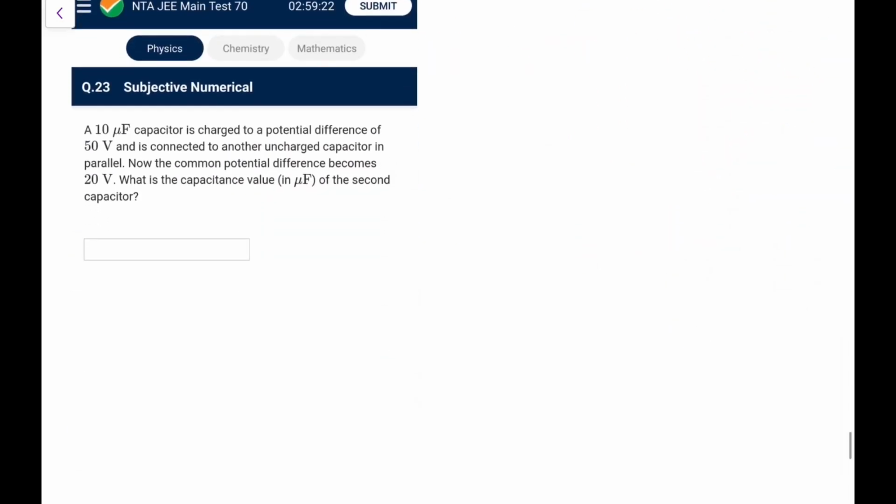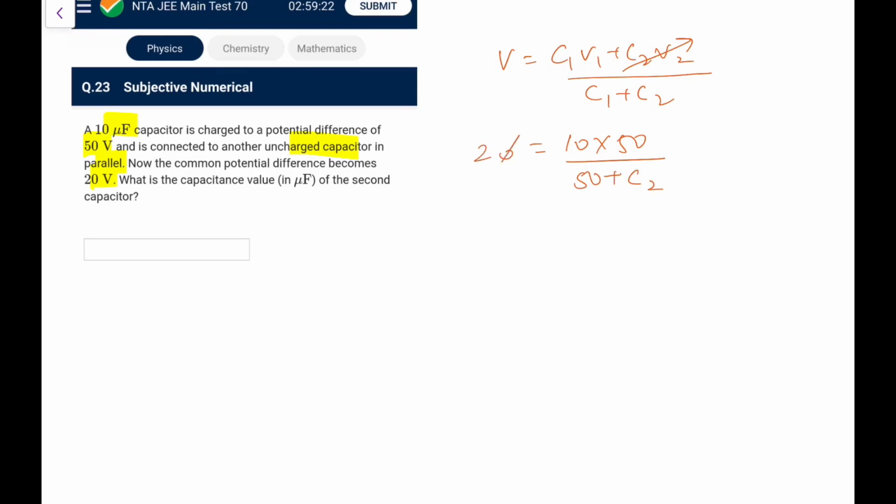A 10 microfarad capacitor is charged to a potential of 50 and connected to another uncharged capacitor in parallel. Now the common potential is 20. What is the value? You directly know V common is (C1 V1 plus C2 V2) upon (C1 plus C2). Here V2 was 0. So 10 into 50, I'm taking units to be same, that is 50 plus C2, that is 20. So what do you get? This is 25.